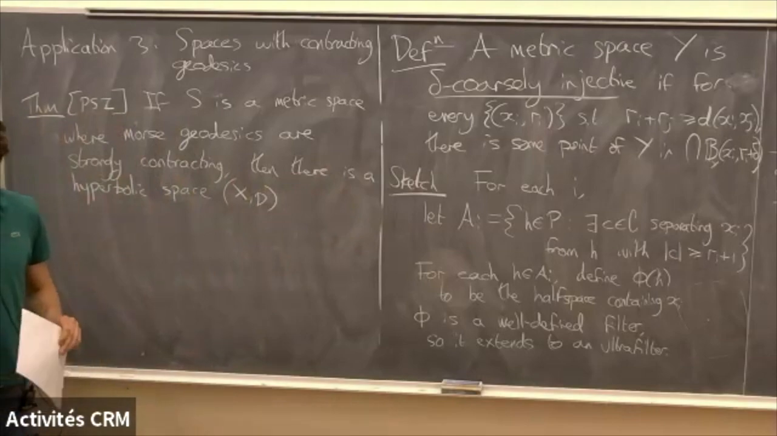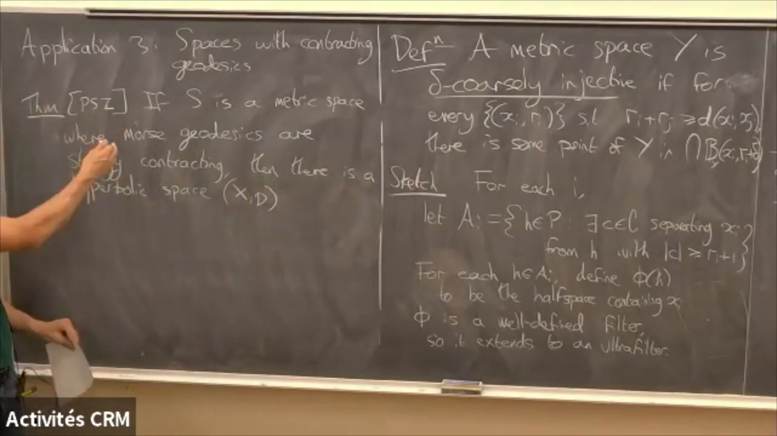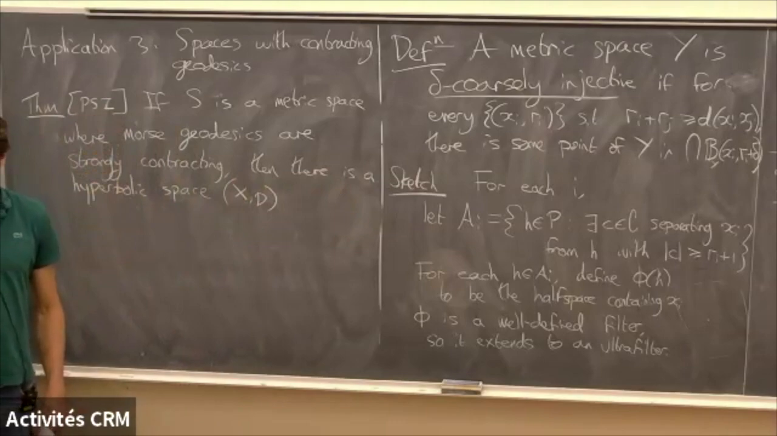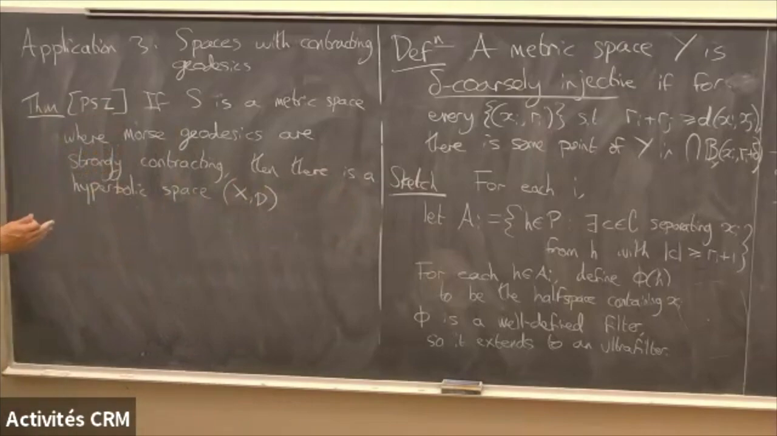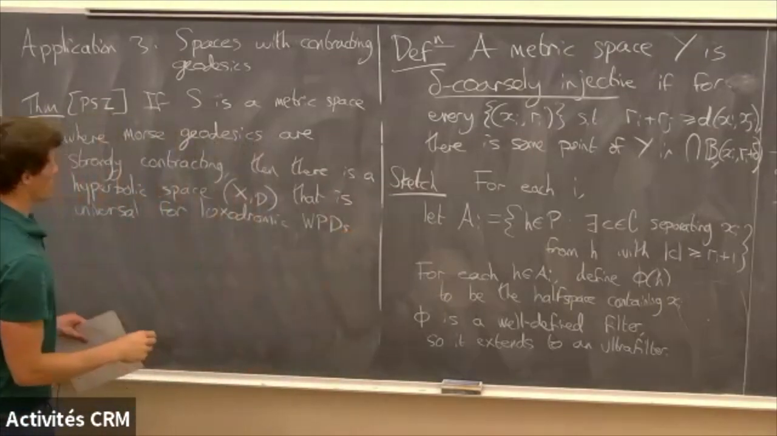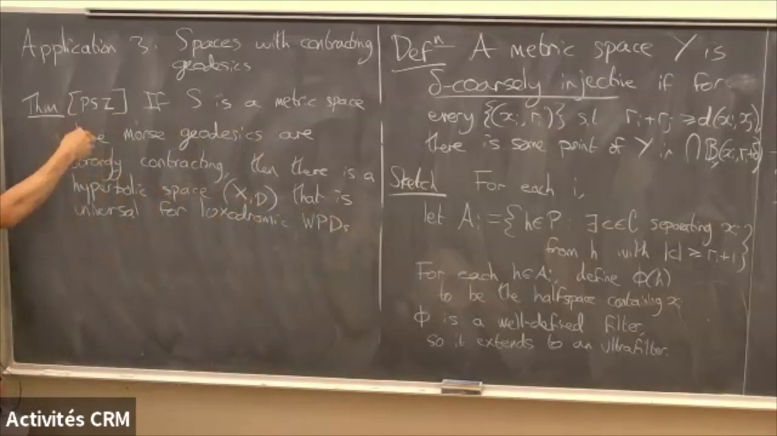So if you have a group acting on this space, then any element that acts as a loxodromic WPD on some hyperbolic space has to act as a loxodromic WPD on this hyperbolic space. Okay, and so there are various examples of spaces like this. There are Cat0 spaces. There's injective spaces by work of Abdul and Alex Sisto.